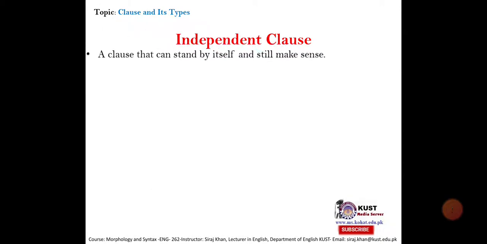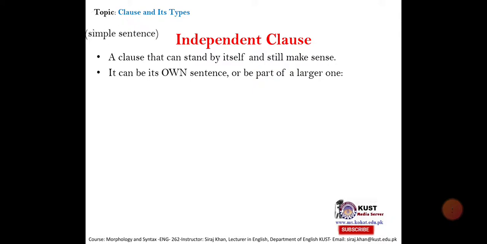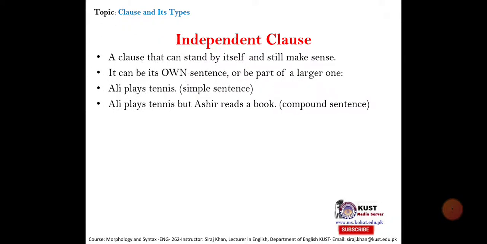An independent clause can stand by itself and still make sense. It can be its own sentence or be part of a larger one. Ali plays tennis is a simple sentence with a simple clause. Ali plays tennis but Ashir reads a book is a compound sentence. Every sentence is a clause but not every clause is a sentence.